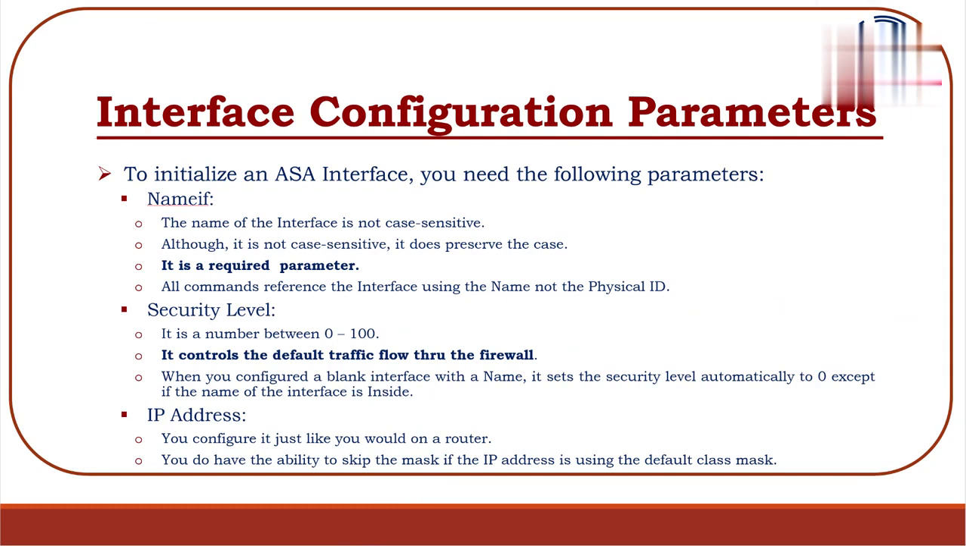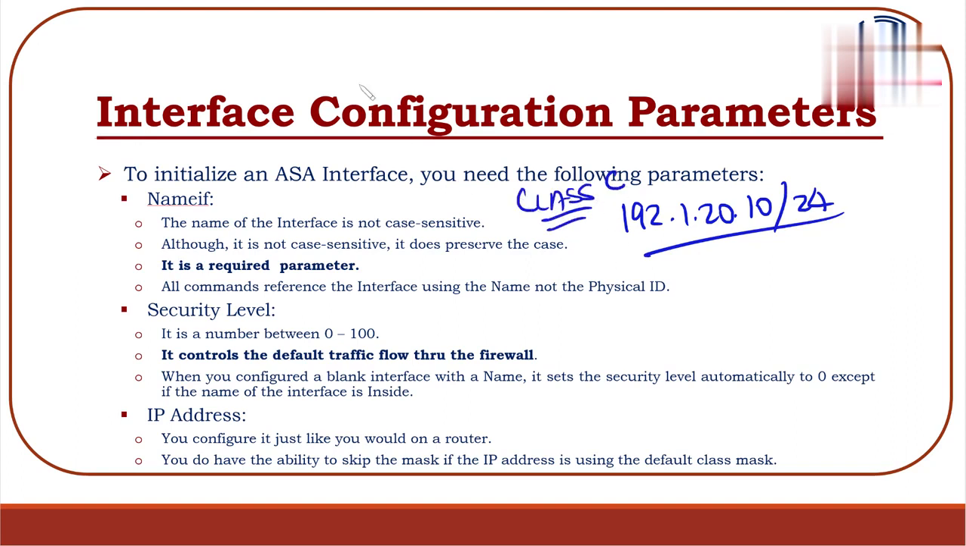So again, to recap, what are the 3 parameters required on an interface? IP address, security level, and name if, besides the no shut. Now, the IP address, there is something that is nice about the ASA firewall. Let's say I was setting an IP address of 192.1.20.10/24, which is the default mask for this because it's a class C.